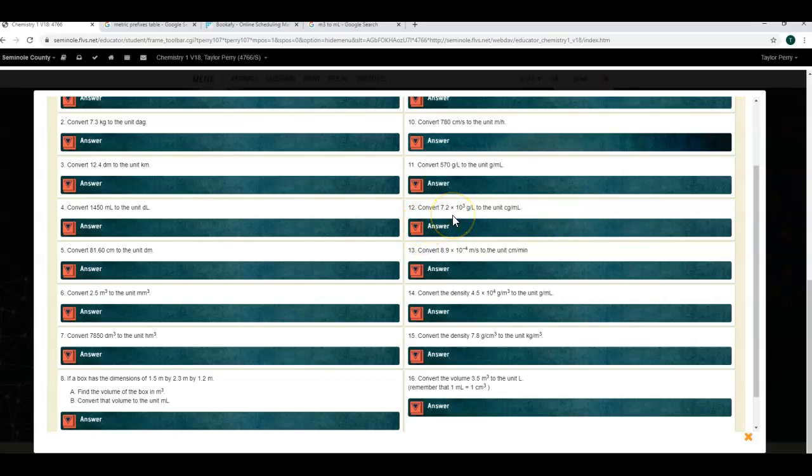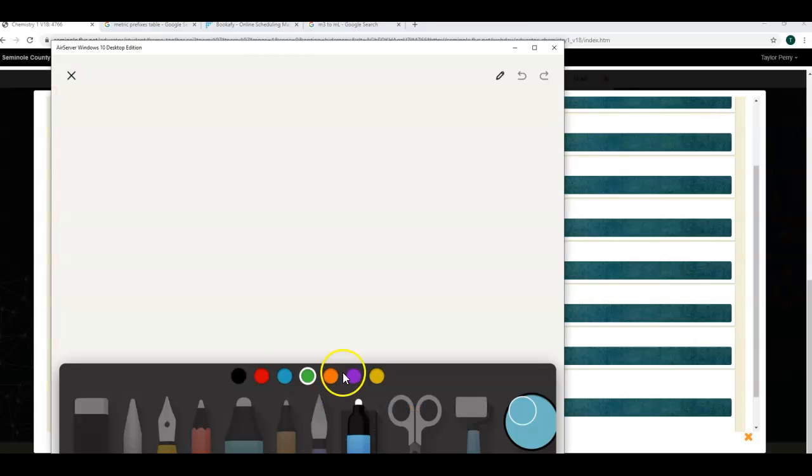Okay, let's look at number 12 here. Convert 7.2 times 10 to the third power grams per liter to the unit centigrams per milliliter. Okay, so a lot of scary stuff. It always looks scary on the surface, but when we break it down, it won't be too hard. So first off, this is in scientific notation, which is kind of scary. No one likes to do math with scientific notation, present company included. And secondly, we have multiple units of measurement we have to deal with here, but that's okay. Let's just always start with what we know.